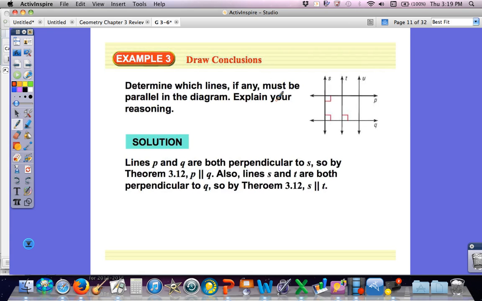So you have some lines here. Determine, if any, which lines must be parallel. P and Q are both perpendicular to S, so they're parallel to each other. And S and T are both perpendicular to Q, so they're parallel to each other.